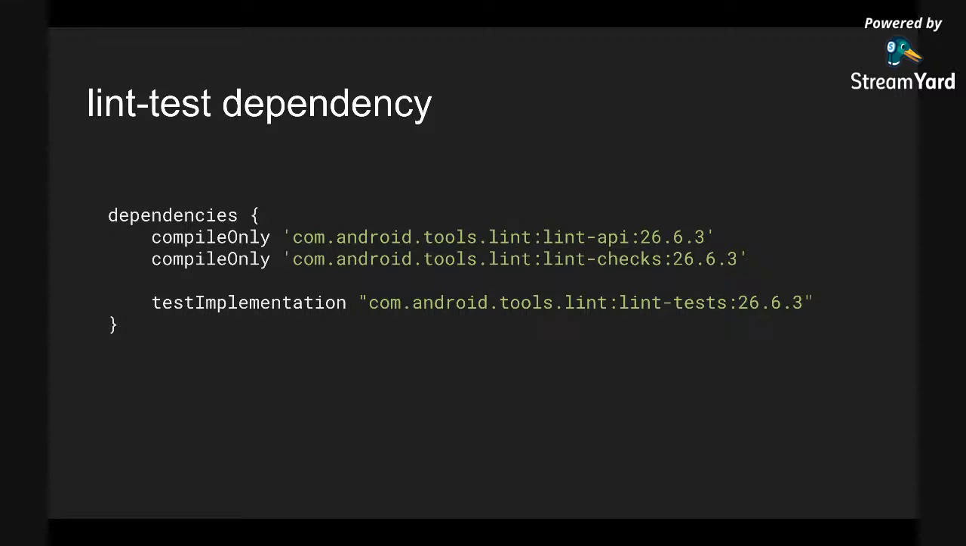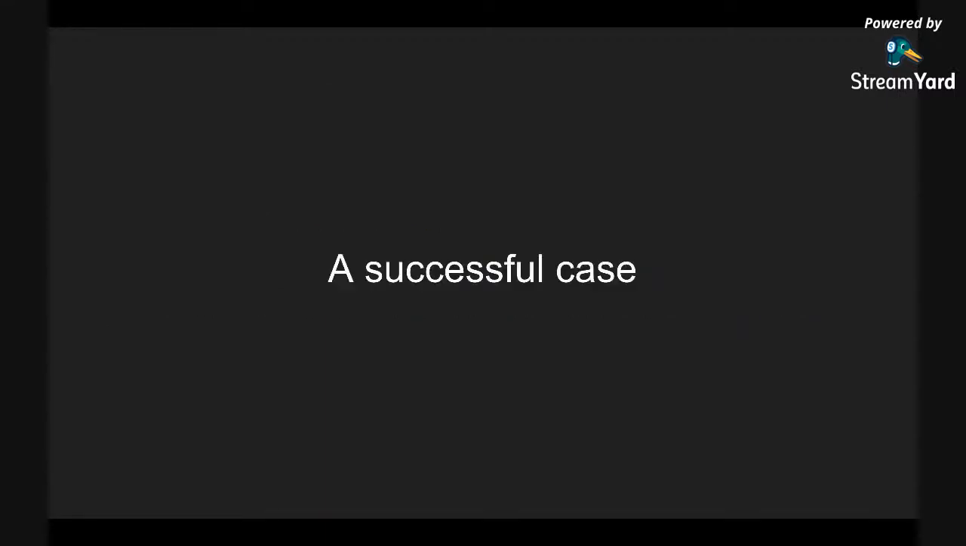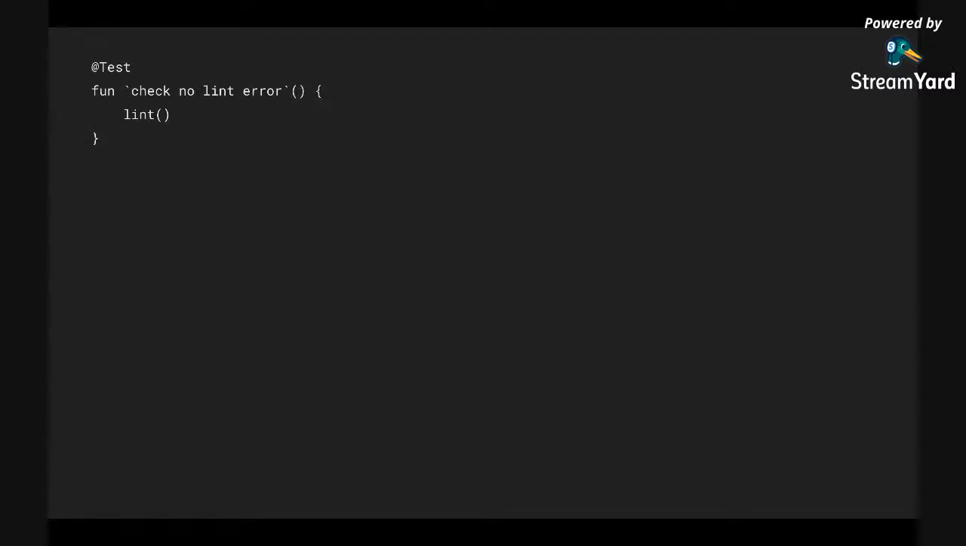Before you start writing the test, you have to add the dependency for your lint-test library. This will be included in your lint module. We will be looking at two cases. One case where after running lint, you're not supposed to get an error, and a second case where running lint will give us an error and we will test that error. So the first one is to check for no lint error.